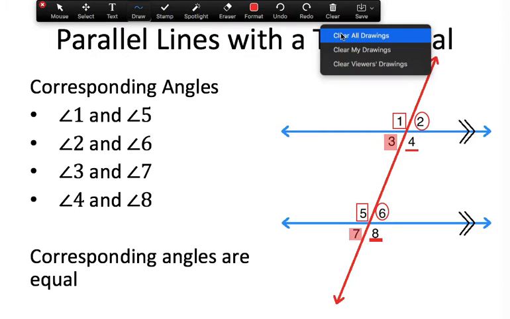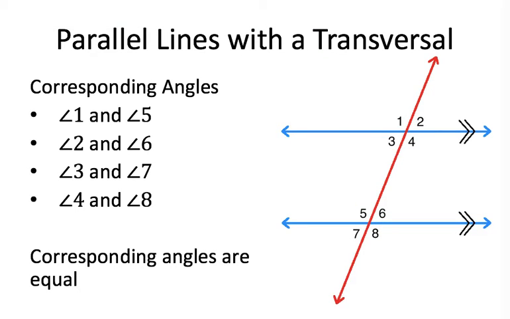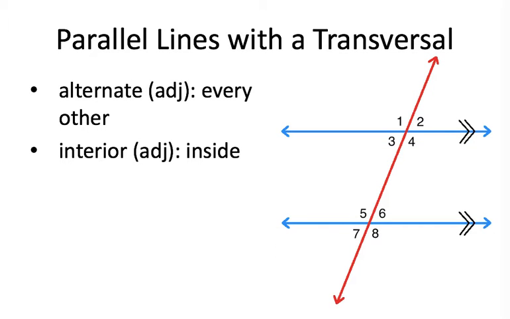All right, moving on, we're going to be talking about alternate interior angles. So in a set of parallel lines with a transversal, there are these things called alternate interior angles.